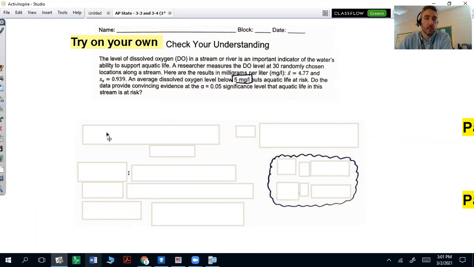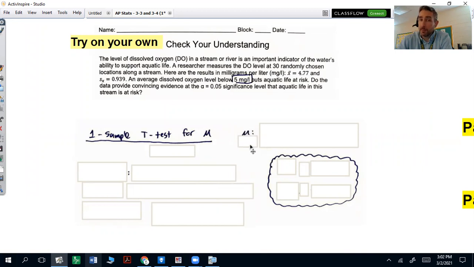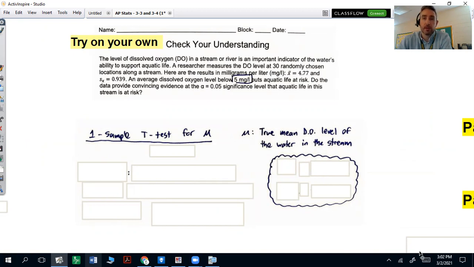So what do we need? Well, we need to identify what this is. There's only one sample here, so it's a one-sample t-test. What is the mean? It's the true mean DO level of the water in the stream. So the true mean dissolved oxygen level in milligrams per liter. Circled here, I have my hypotheses. Anytime you do a test, you should always have hypotheses. So see if you have a null and alternative ready.